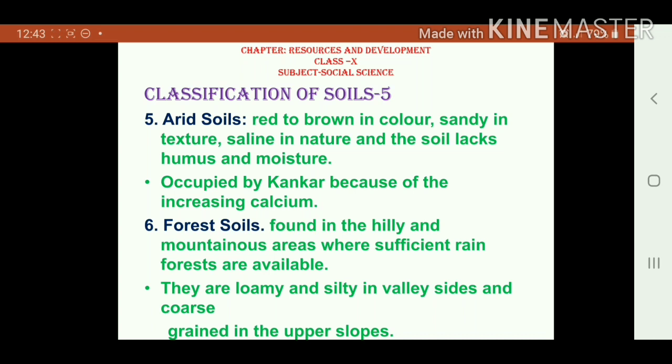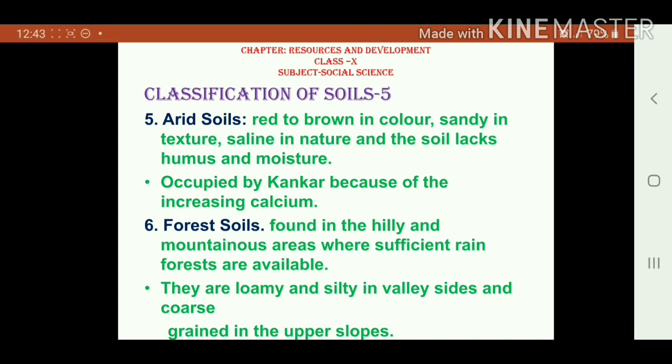Saline in nature, and the soil lacks humus and moisture content. We must not forget that arid soil will be lacking in humus and moisture content. This is also occupied with kankar, because of the availability of calcium substance in the soil, because there exists a larger share of calcium. That is why this soil has the presence of kankar.